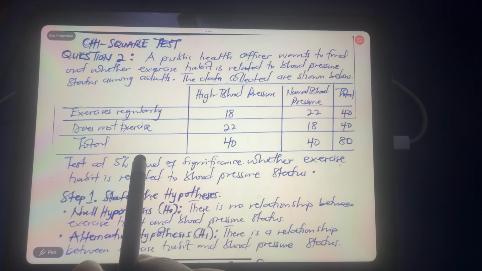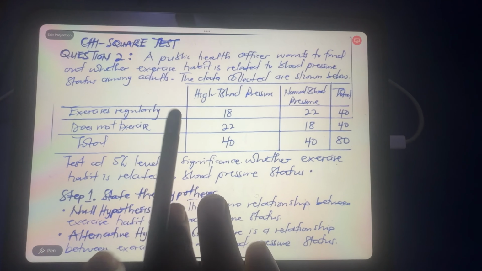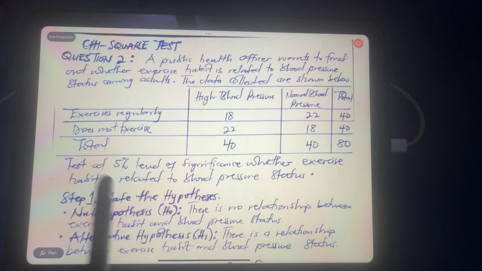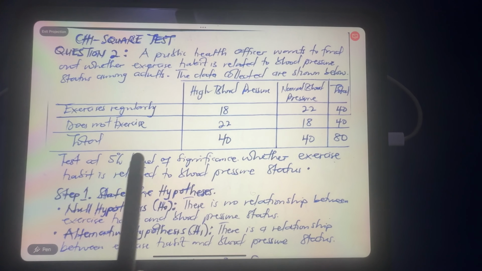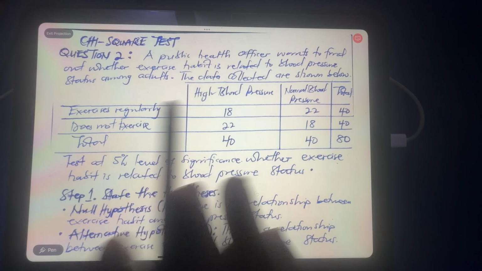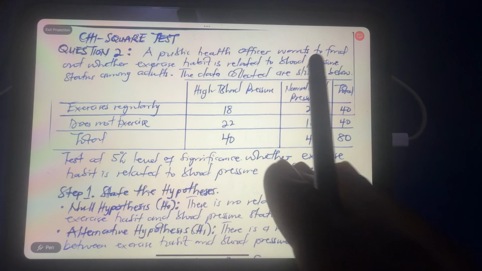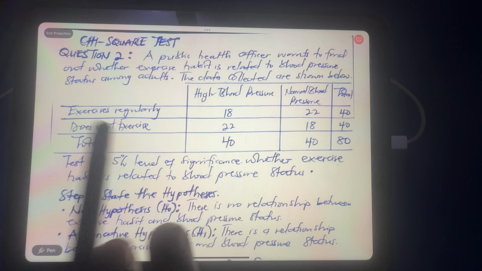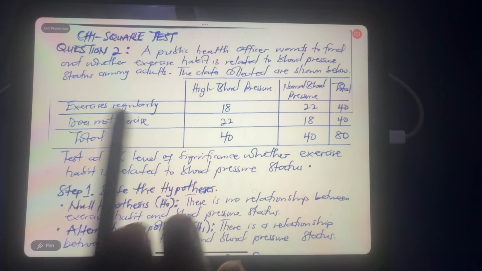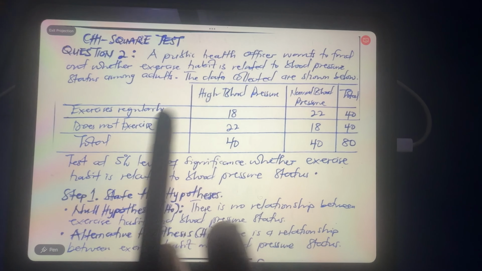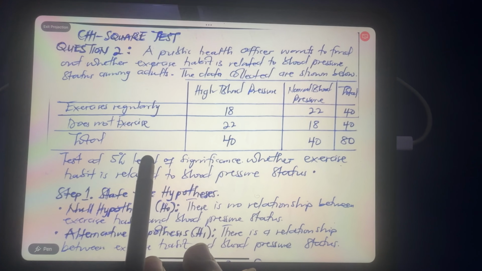Now, the level of significance would always be given to you in the question. Remember that in a situation where they don't even state the level of significance in the question, the common significance level we use in chi-square testing is 5% level of significance. But the level of significance would always be given to you in a question.